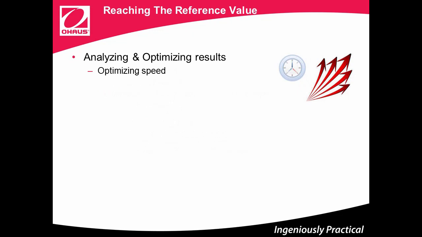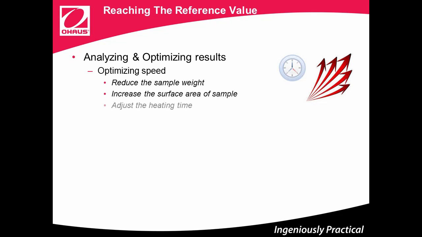Optimizing speed. If the speed is more important in your routine moisture measurement, and you can accept the variance of the result, here are some suggested methods you can use. You can reduce the sample volume. You can increase the surface of the sample. Or you can reduce the heating time. Or select low switch-off criterion like A30, which means the test will stop when the sample weight loss is less than 1 milligram over 30 seconds.